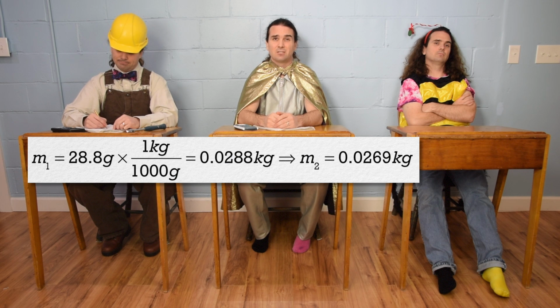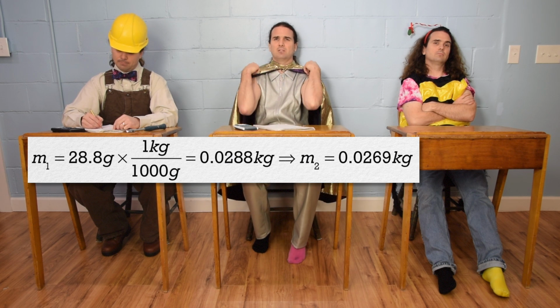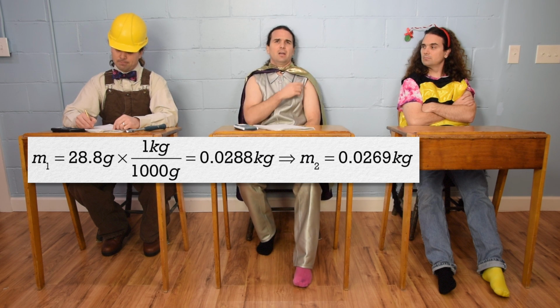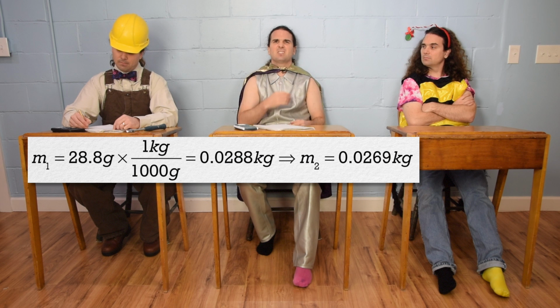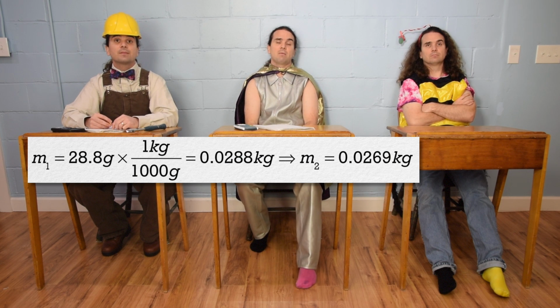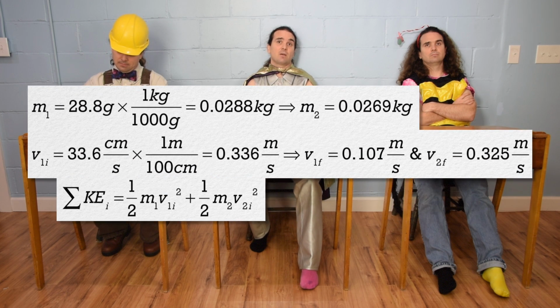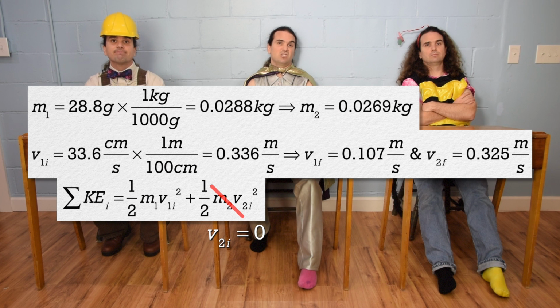Convert both of our masses from grams to kilograms by multiplying by 1 kilogram over 1,000 grams. Convert the magnitudes of all our velocities to meters per second by multiplying by 1 meter over 100 centimeters. And now the sum of the initial kinetic energies is the sum of the initial kinetic energy for both disks. However, the initial velocity of disk 2 is 0, so it has no initial kinetic energy. Therefore, the initial kinetic energy of the system is just the initial kinetic energy of disk 1.